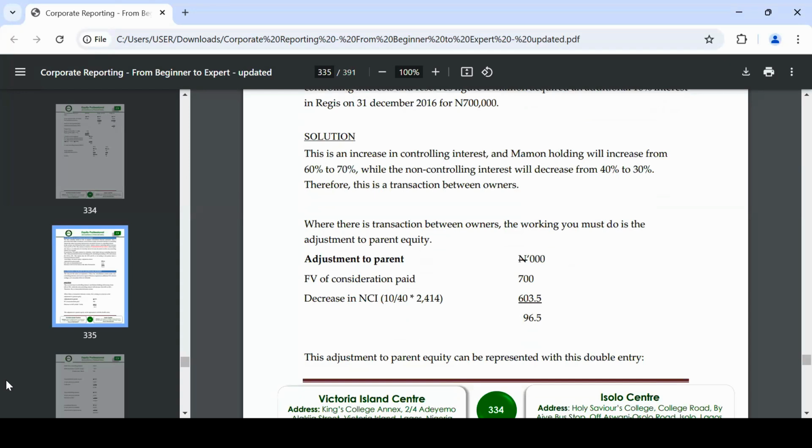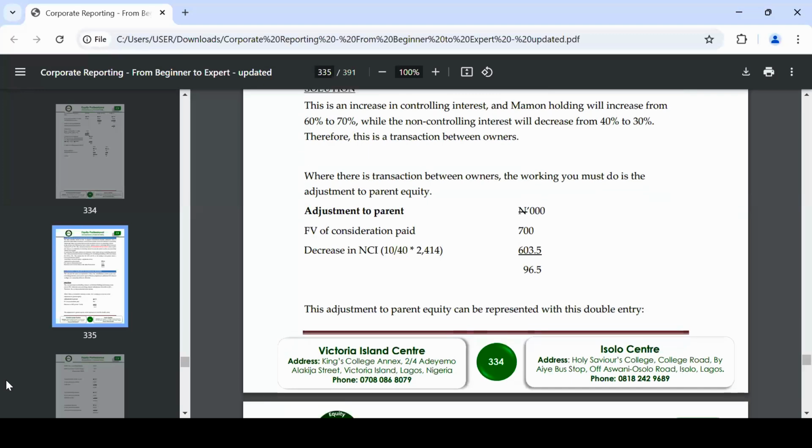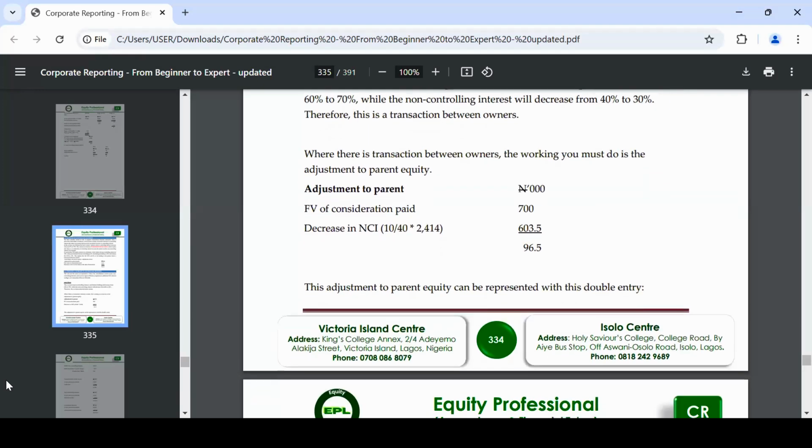They used to have 60%. Now they are going to have 70%, all right? Because they bought additional 10%. And the implication again is that NCI will now reduce from 40% to 30%. Like I said, to calculate the increase in control, what is the consideration that was paid? 700,000. Now, what is the decrease in NCI?